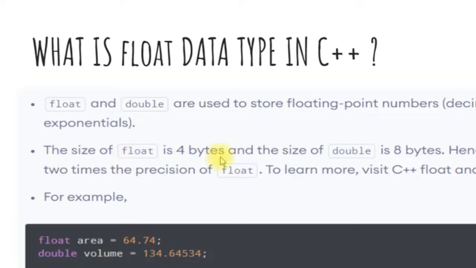The size for float type variables is 4 bytes, and if you declare a double type variable then the size will be 8 bytes. So double has 2 times more precision than you get in float. Now here we have some syntactical examples.